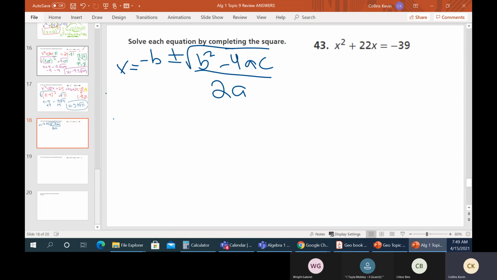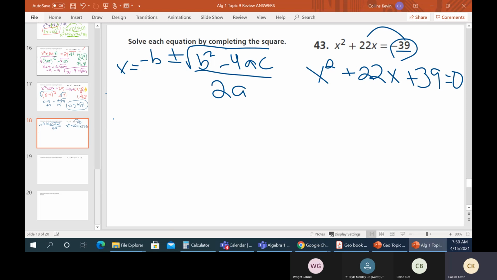So then to figure out a, b, and c, we can't have this guy over here. It's got to be equal to 0, so I have to bring him over there. But that's easy. All I have to do is add 39, right? You can move any term from one side to the other. So this negative 39, if I want to bring him over to the other side, all I have to do is switch the sign. So I've got x squared plus 22x plus 39 equals nada.